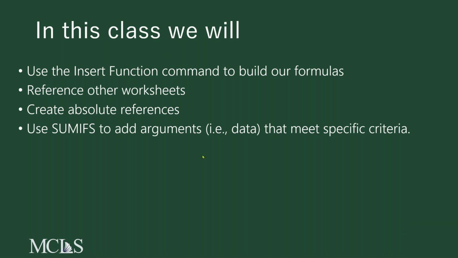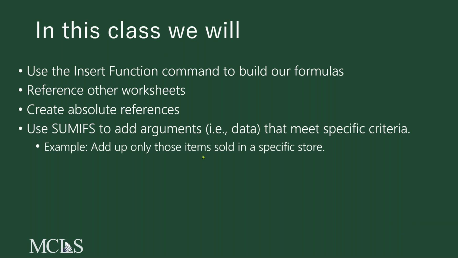And then we're going to get into two specific functions that I think are very useful for multi-purpose use, but also they'll just help you understand how we build not only these formulas, but all kinds of formulas. So we're going to be using the SUMIFS function to add arguments. And by that, I basically just mean different data values that meet specific criteria. So for example, you want to add up a bunch of items, but only those that are sold in a specific store. All right, so that would be the criterion in that example.